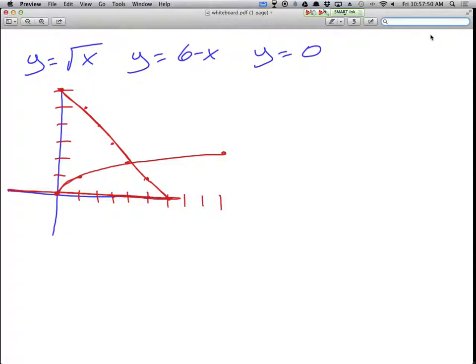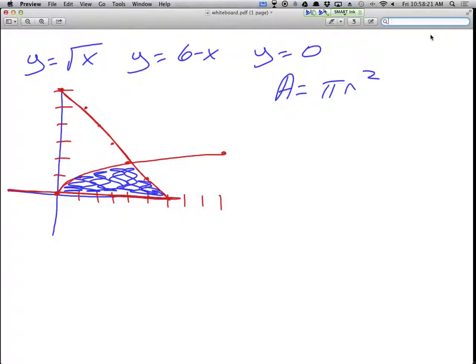So it looks like that, which means my region is going to be this area right there. I'm going to take that region and then rotate it around the x-axis. So if we're going to find volume, we start with area. Since I'm rotating, my area formula is pi r squared. Now I need to find my r.